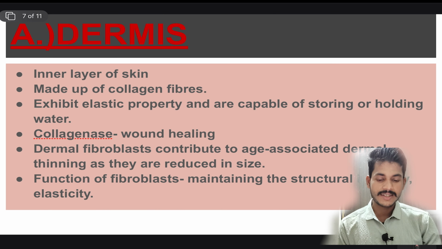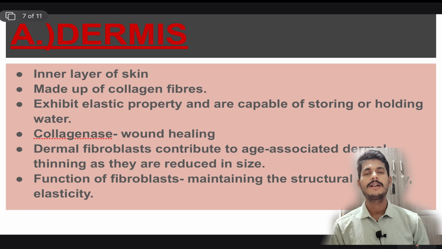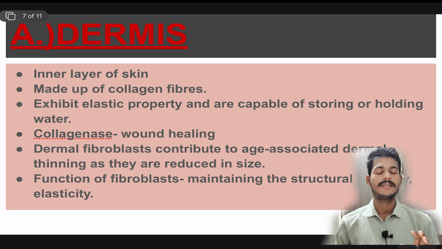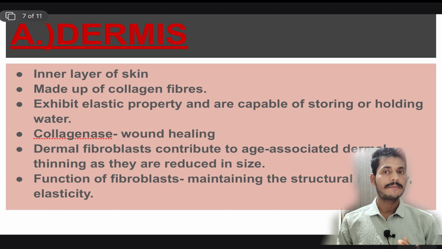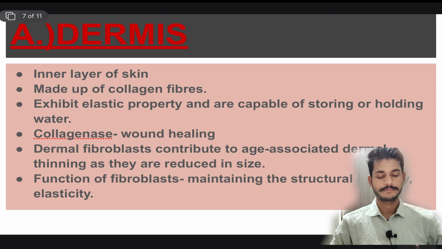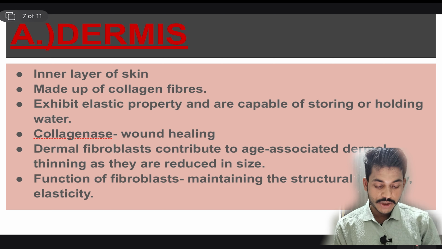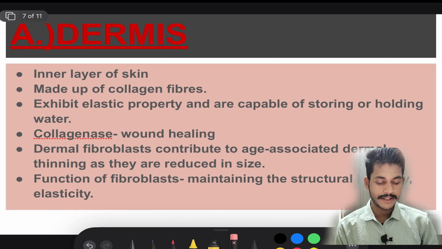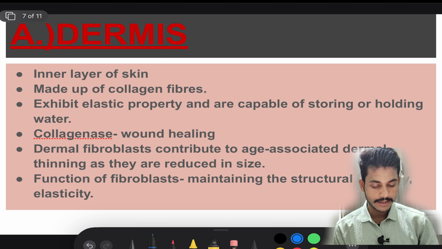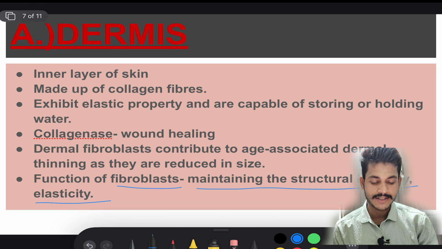Now, about the dermis, we've seen that it is present inner to the epidermis. It is made up of collagen fiber, and it has an adequate vascular supply, meaning adequate blood supply. It exhibits elastic property and is capable of holding water. And the dermal layer consists of the fibroblast. The function of the fibroblast is to maintain the integrity. Mark these words, they are important. The function of fibroblast is meant for structural integrity and elasticity.